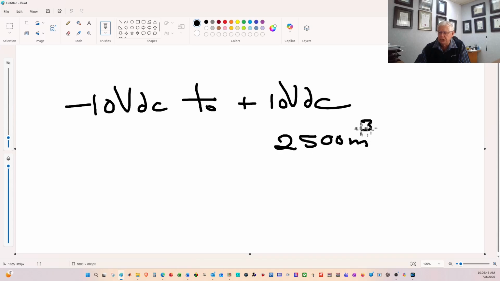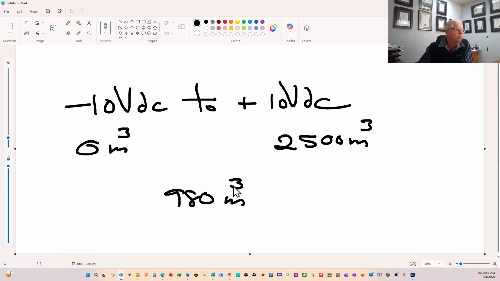Let's say that we want to measure a maximum flow of 2,500 cubic meters, and the minimum flow is going to be 0 cubic meters, and we get a value of 980 cubic meters, and we want to know what the equivalent signal of that is going to be. Well, the first part is nice and easy.